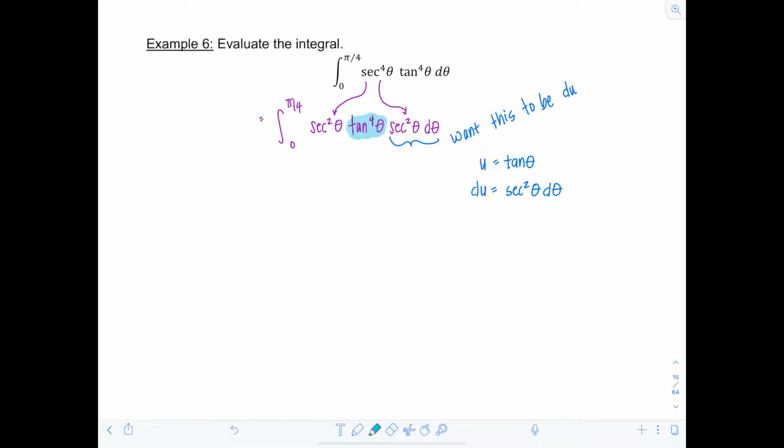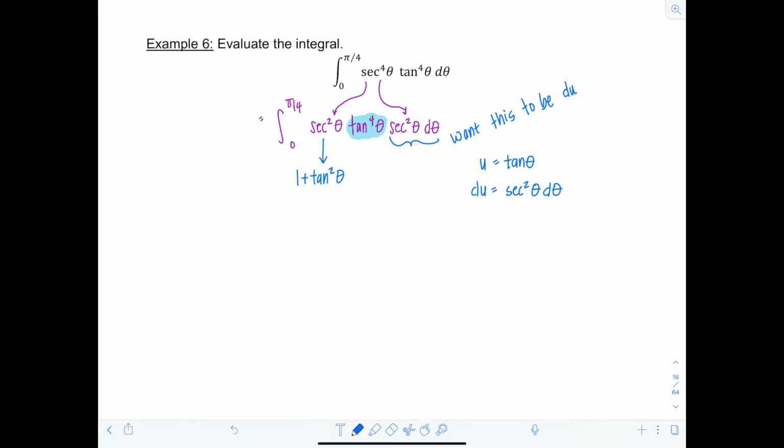Let's see here. This is fine. That's going to be u to the fourth. The secant squared theta d theta, that's my du. But wait a minute. I've got this secant squared theta, which I have to change. But good thing we've got that Pythagorean identity up our sleeve. I'm going to replace it with 1 plus tan squared theta.